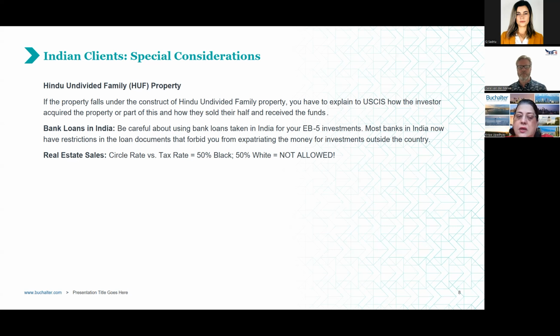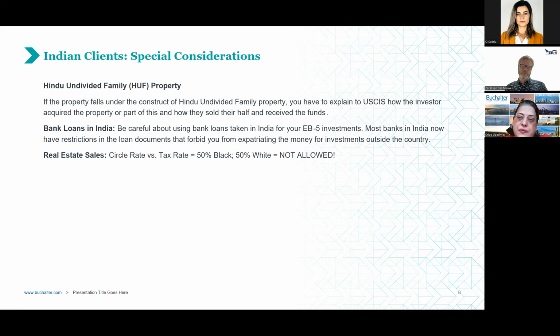And so we basically had to get letters from two uncles and an aunt talking about what their respective shares were under Waqf, and then how much they had gifted to the niece, and then gift deeds from each of them to the niece, then document the funds going from their accounts to her account, and then from her account to the regional center account.